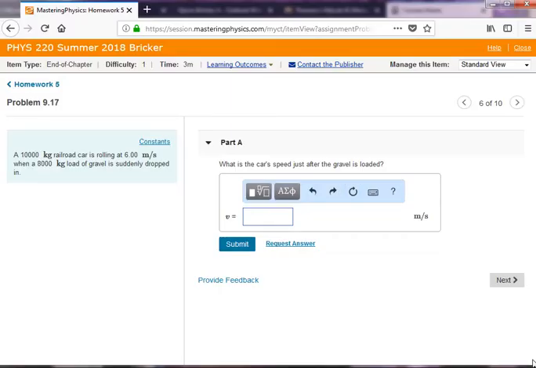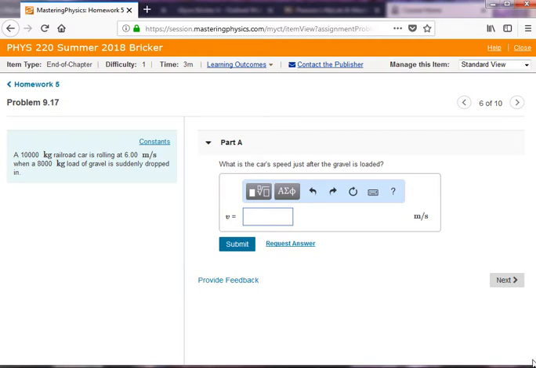Okay, next one, we have a 10,000 kilogram railroad car, so a lot of mass there, 10,000 kilograms, rolling at 6 meters per second. Okay, good, 6 meters per second. When an 8,000 kilogram load of gravel is dropped in, what is the car speed after the gravel is dropped in? And it's sort of like a collision. This railroad car is just rolling along.